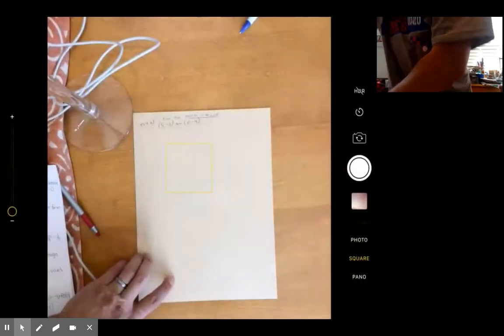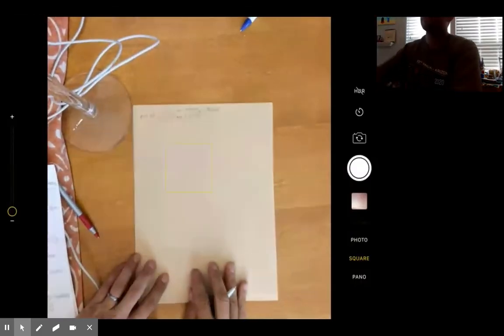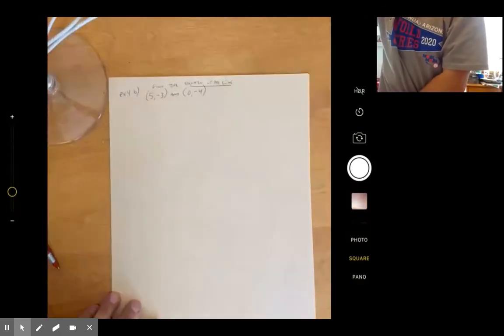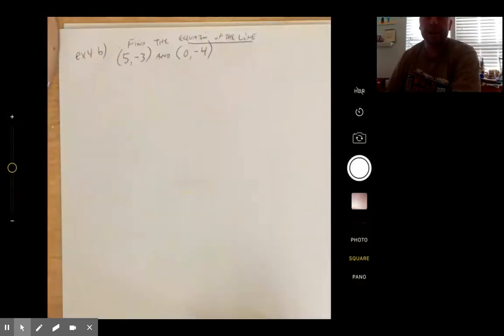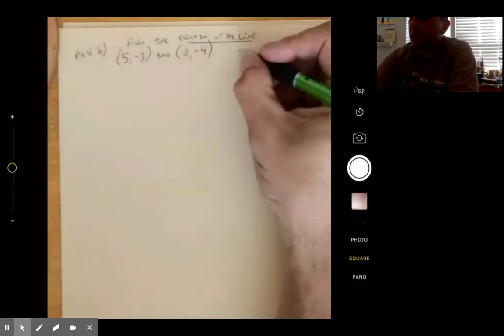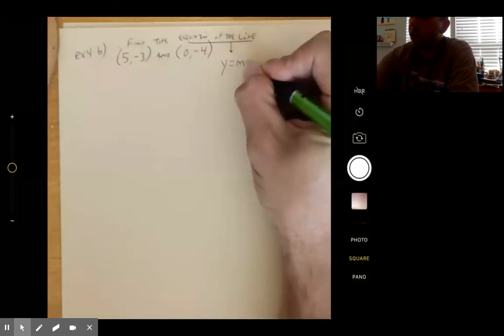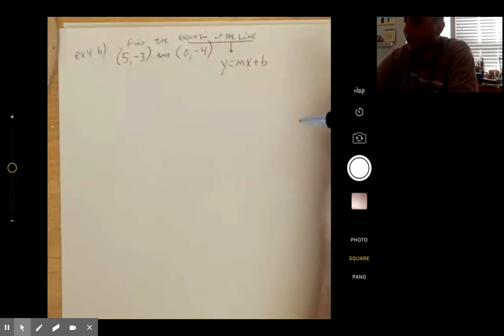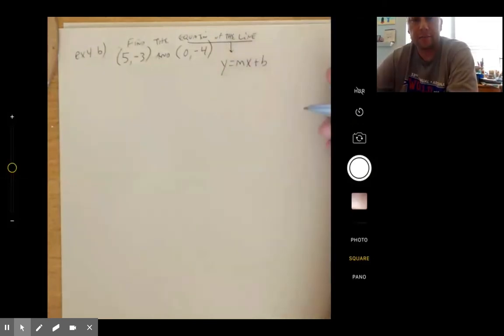My thing freezes every once in a while. This is a new program I've never used before, so let's see if I can zoom it in. Okay, there we go.